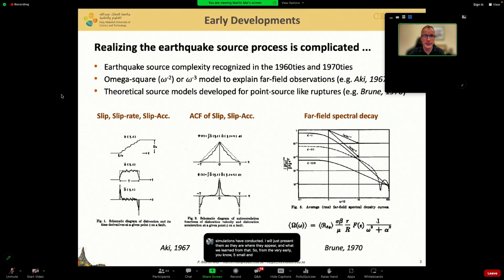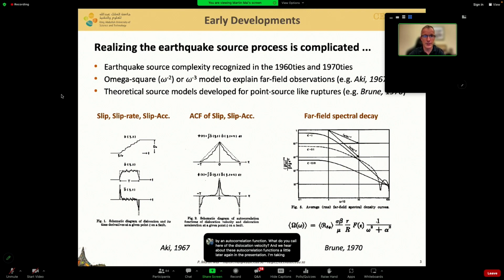So, from the very early seismology history on, it has been recognized that earthquake ruptures are complicated. That was already in the 1960s and 70s. On the very left, you see a plot that shows the slip rate or slip acceleration on a point on the fault, as Kei Aki envisioned it back in 1967. And he also showed that this slip heterogeneity can be described by an autocorrelation function, what he called here of the dislocation velocity. And we hear about these autocorrelation functions a little later again in the presentation.